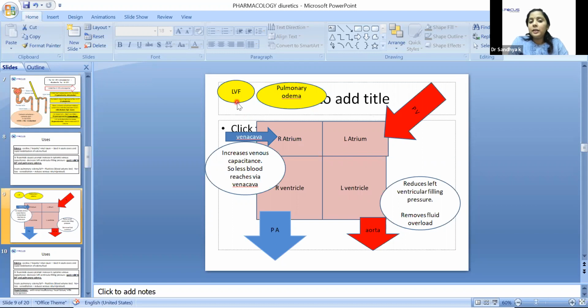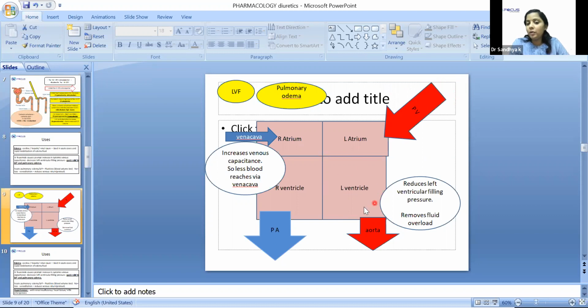Now we have two conditions, like left ventricular failure and pulmonary edema. What happens in left ventricular failure? In left ventricular failure, the heart will be very weak and the ventricle won't be able to pump a sufficient amount of blood to the aorta, thus to the whole body. Since the left ventricle is not able to pump sufficient blood to the aorta, blood will get pulled out here, and there will be a certain extent of backflowing of blood via the pulmonary vein, and it will get accumulated in the lungs, resulting in pulmonary edema.